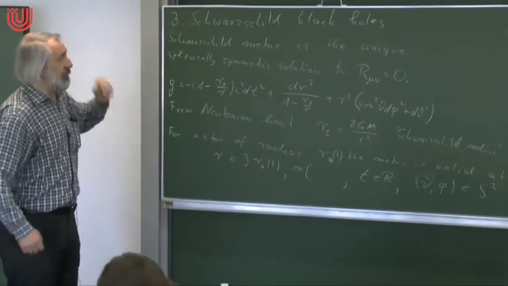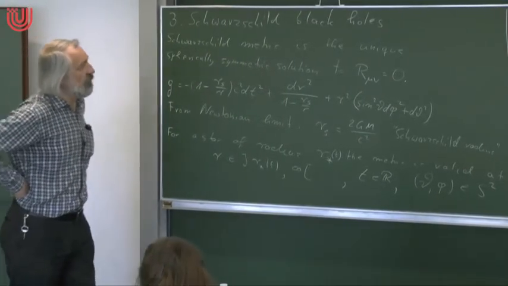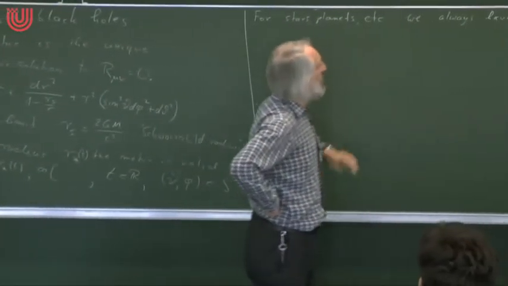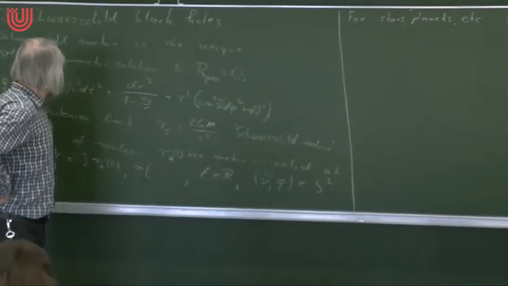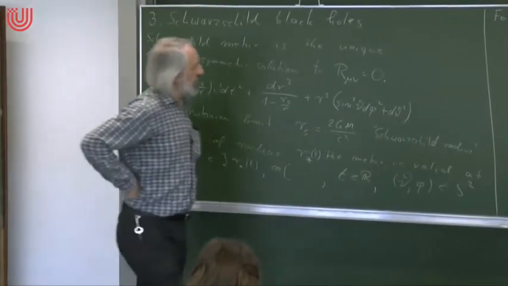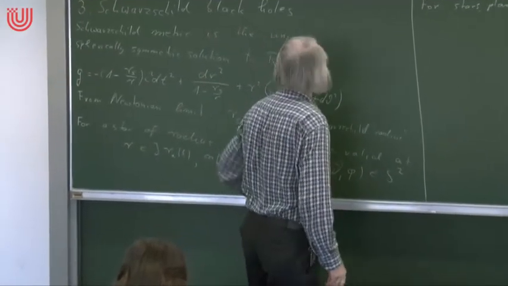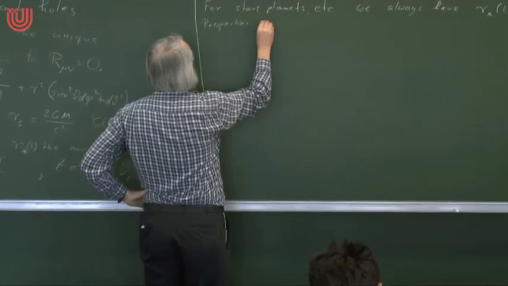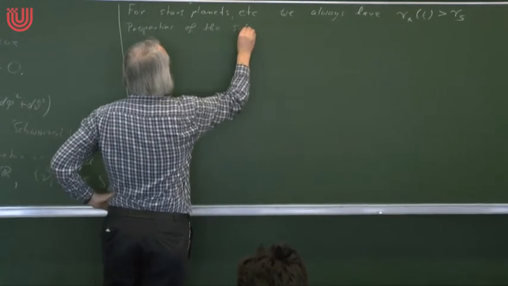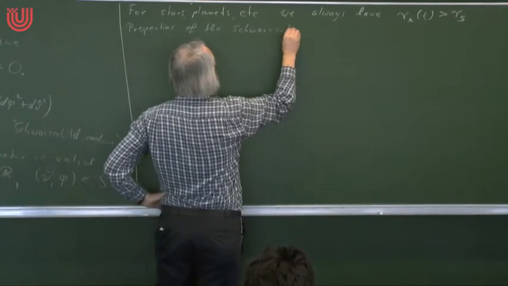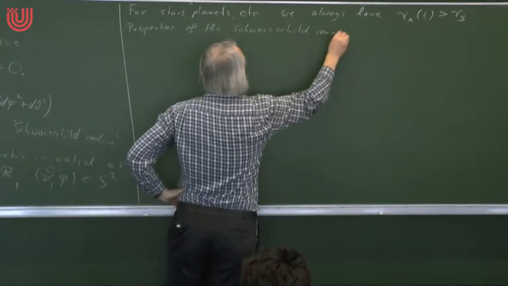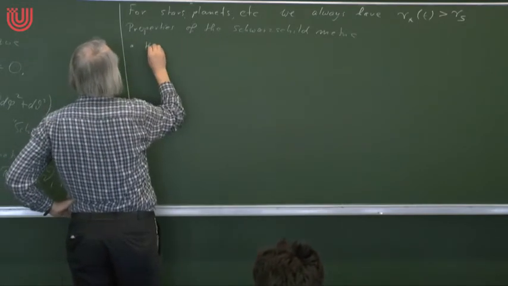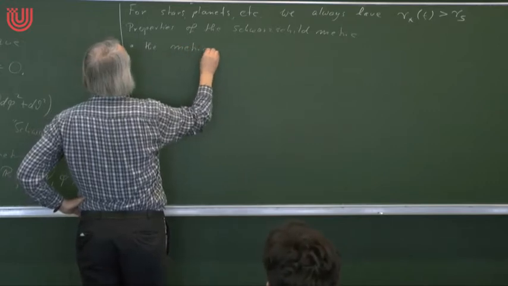But before doing this, I want to list some other properties of the Schwarzschild metric. So for the time being, let's assume that this is satisfied, that we are only in the region where the metric has no pathologies. And then let's talk a little bit about properties of this metric. First thing I want to mention is that the metric is what is called asymptotically flat.